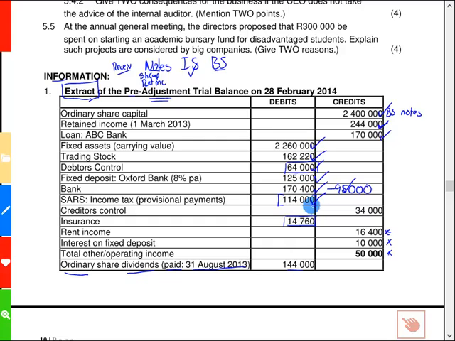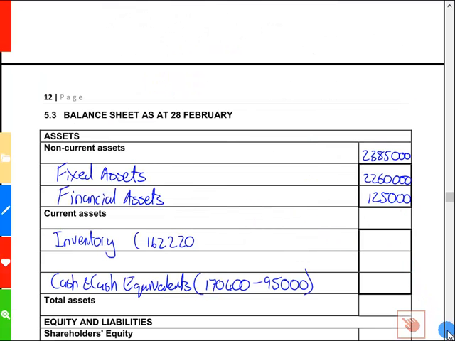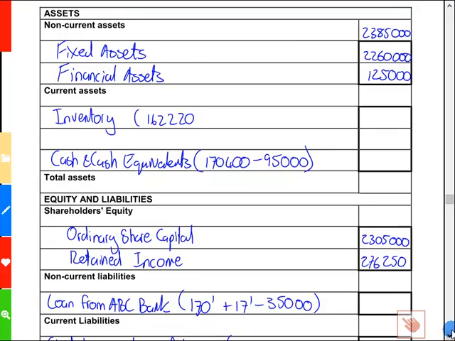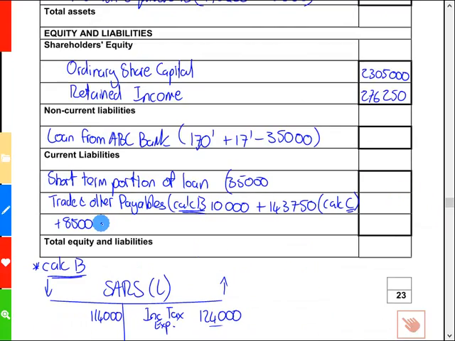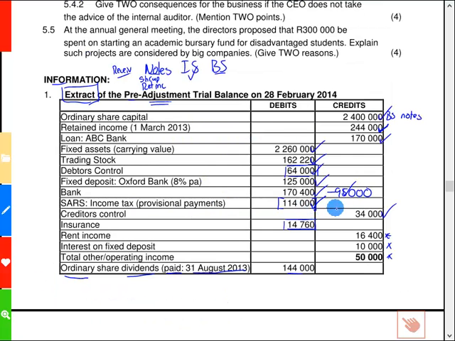Creditors control. What are we going to do with that? Liabilities or asset? It's a liability. It's a current liability. Go to our current liabilities. Bank overdraft. Plus 34,000 rand. Right, let's tick it off.